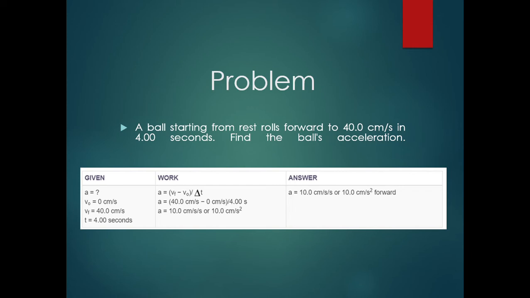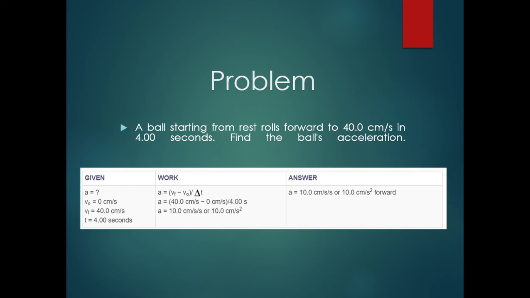Do you have an initial velocity? Yes, you do. Because notice that it is telling you that the ball is starting from rest. So when an object is resting, it means that it is not moving at all. So if it's not moving at all, we will have our initial velocity, that is 0 centimeters per second. Do you have your final velocity? Yes, you do. The final velocity of the object is 40.0 centimeters per second. Lastly, we have our time, that is 4.0 seconds. All right, now that you have your givens, let's start working on the formula. Let's just substitute the values that you have right there and find out about the result.